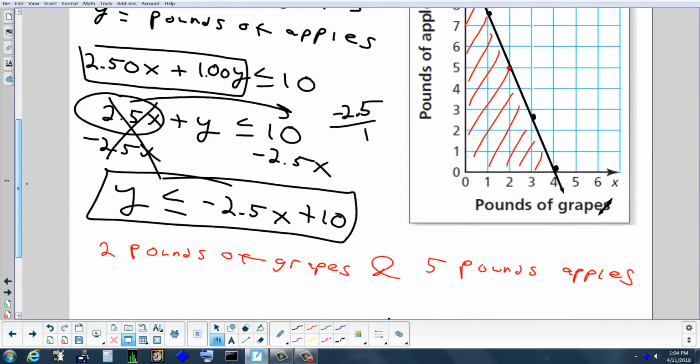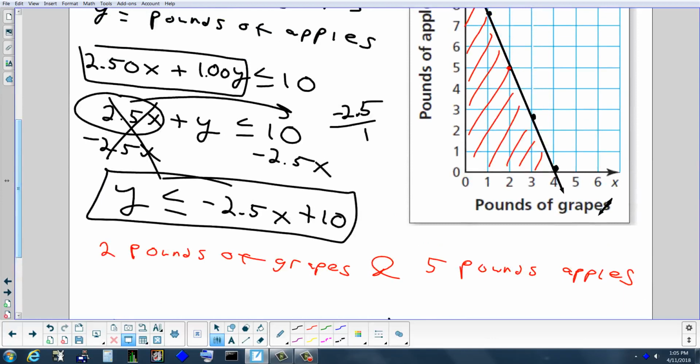Can somebody give me one more combination of grapes and apples you could afford? Let's not make it right on the line. We can pick anything in the shaded area. If you go outside the shaded area, you're going to spend more than $10, and you don't have that much to spend. So when we answer this, it could be anything.